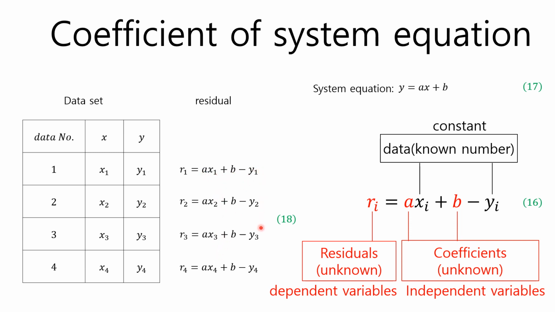For example, if the system function is a linear function expressed in equation 17 and there are 4 data sets as shown in the table on the left, you can substitute them into the system equation to obtain an expression for each data as shown in equation 18.